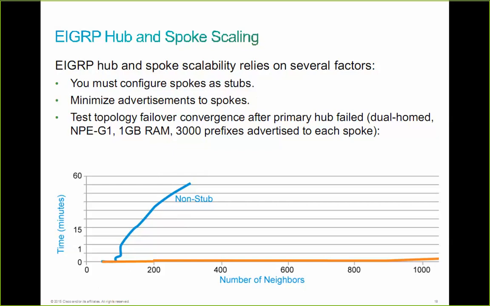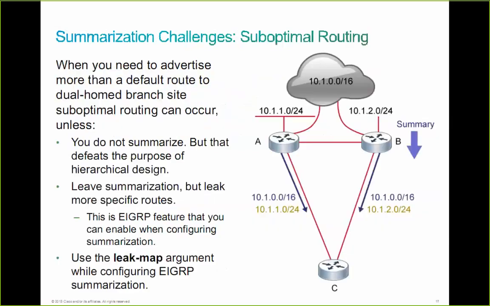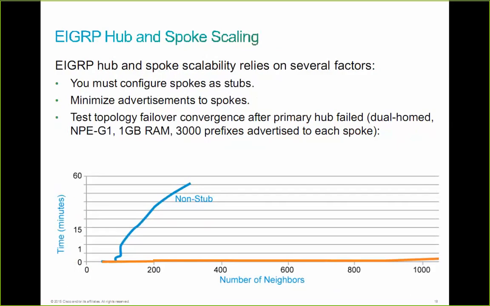Okay. Now, another key to this is not just the first bullet point. That's the stub configuration that we see here. That's the first bullet point, but the second bullet point as well. Minimize advertisements to spokes. How do we minimize the advertisements that go to the spokes? There's only two ways to do it. You either advertise a default route to the spoke, or you advertise some sort of aggregate or summary route to the spoke that represents all the core routes in the network.